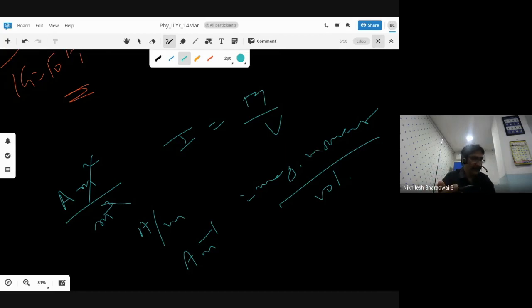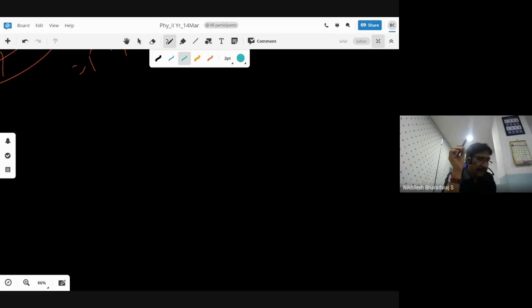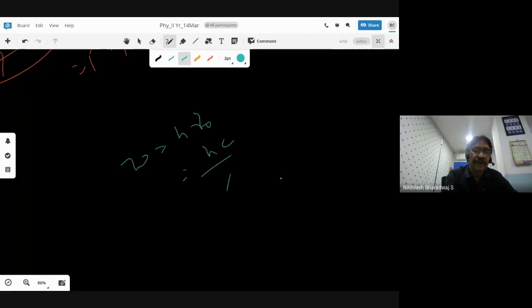Next, what is work function and write its equation. Question number 32. Work function is the minimum energy required to liberate an electron from a metal surface. What is the formula? W is equal to h nu naught or hc by lambda naught.